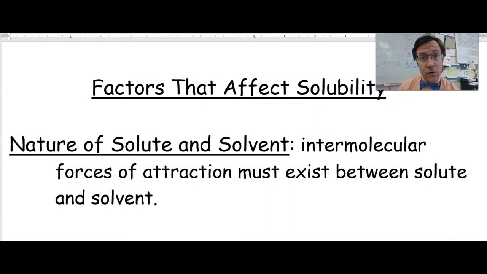So the first thing we're going to look at are the factors that affect solubility, things that make stuff more or less soluble. And the first thing that we're going to look at is the nature of the solute and the solvent. Now this is something you really can't tweak. There's nothing you can do about this. So here's the deal. It's the intermolecular forces of attraction, they have to exist for there to be dissolving happening, for the most part.